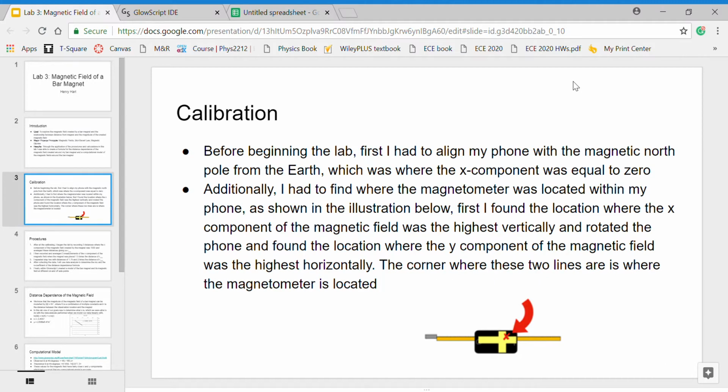Before beginning the lab, first I had to align my phone with the magnetic north pole from the Earth, which was where the x component was equal to 0. Additionally, I had to find where the magnetometer was located within my phone, shown in the illustration below. First, I found the location where the x component of the magnetic field was the highest vertically, and then I found the location where the y component of the magnetic field was the highest horizontally. The corner where these two lines are is where the magnetometer is located.